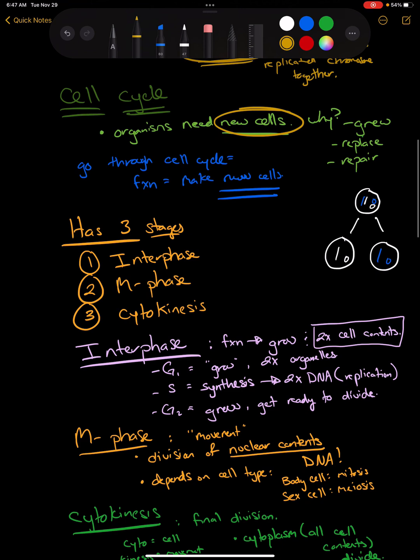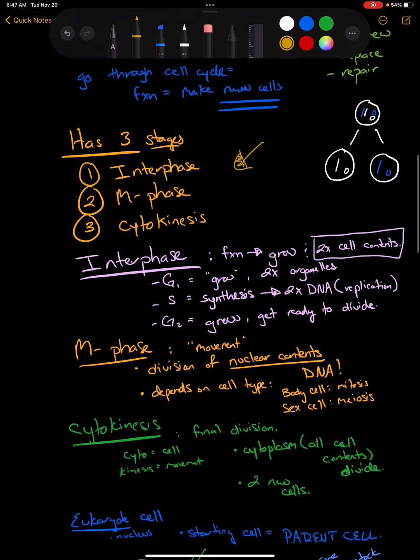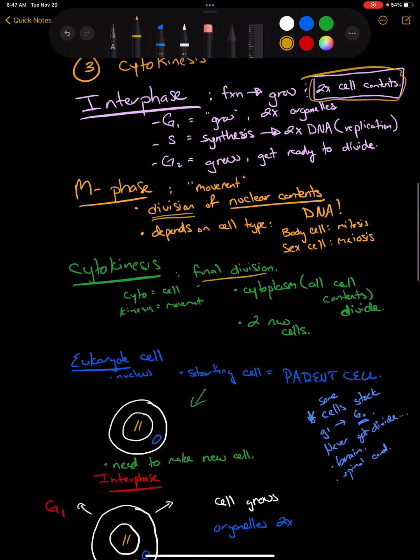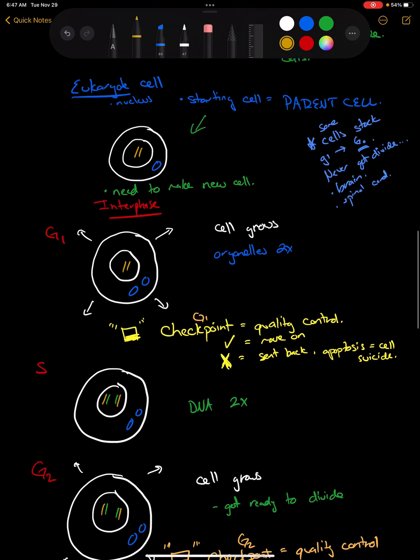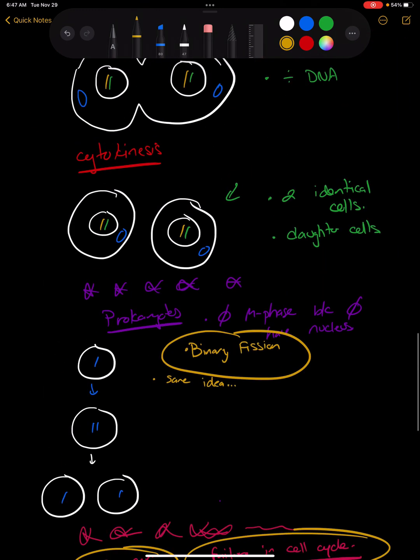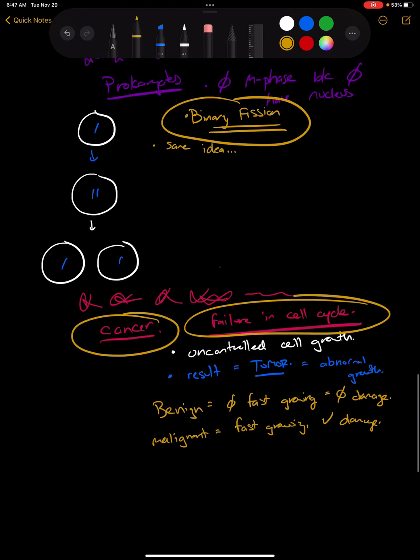I have 3 stages: interphase, M phase, cytokinesis. Interphase, I want to double cell contents. M phase, I want to divide my nuclear contents. Cytokinesis, that's the final division. And then you have the pictures. Prokaryotes get to do a similar thing, except since they don't have a nucleus, they get to go through binary fission. And then a failure in all of this is going to result in cancer. All right, I hope that helps.